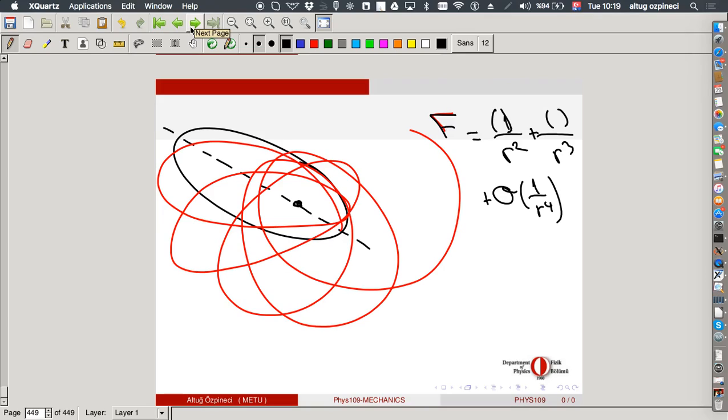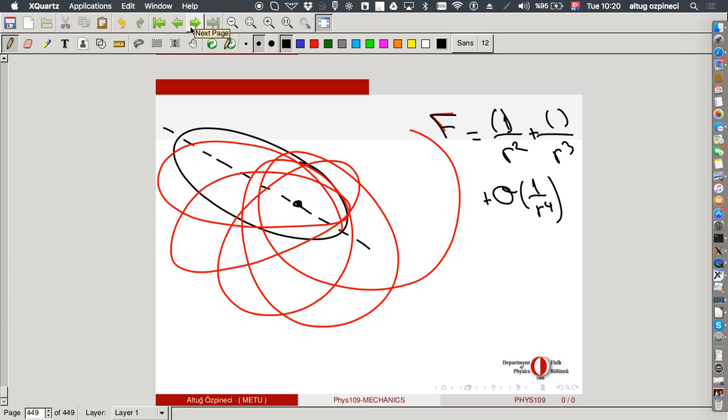Why do we add these 1 over r cubed or 1 over r to the 4 terms? What do they represent? Well, we don't really add them. There is a theory of general relativity which Einstein developed, and according to that theory, the force acting between two masses is not really just this 1 over r squared force. The force is much more complicated than that. The first correction is this 1 over r cubed term, and you can just think of this as a Taylor expansion in 1 over r. There are all the other terms which are much, much smaller.